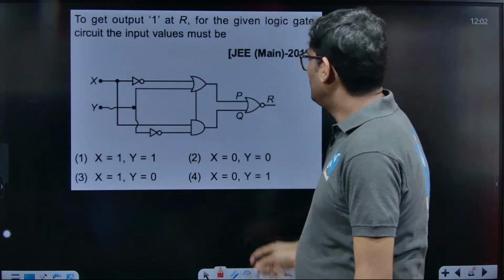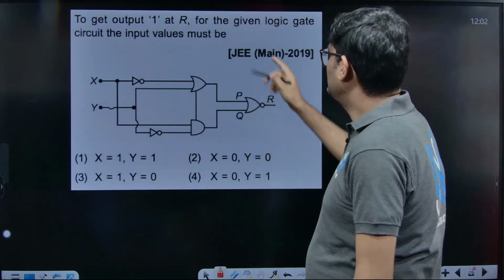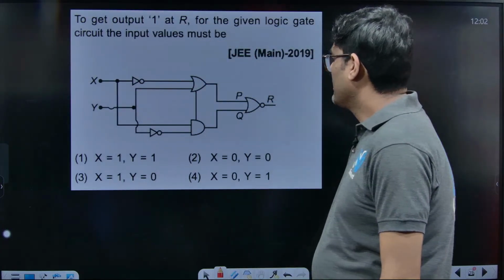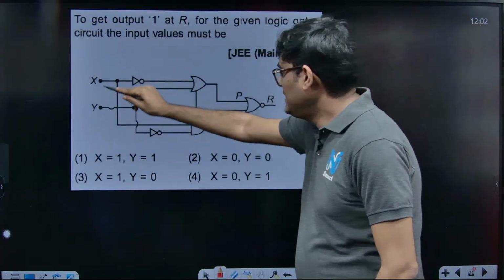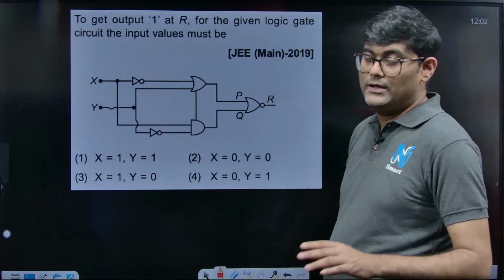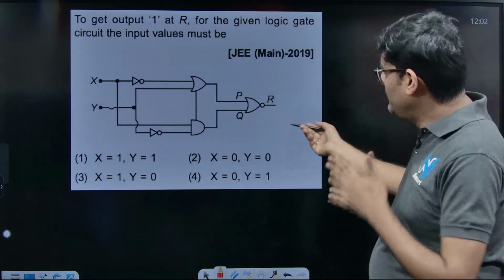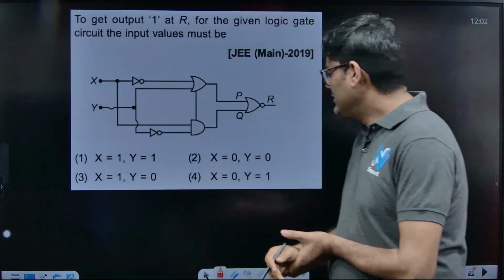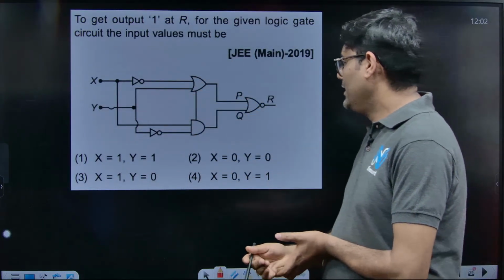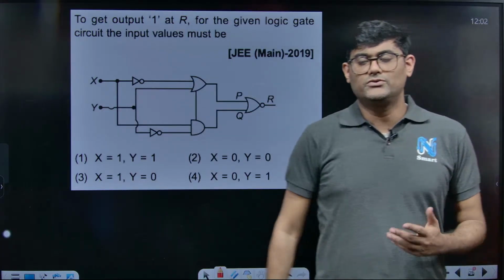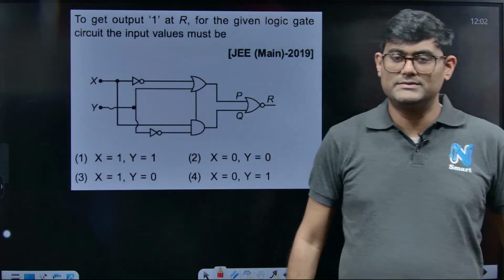To get output 1 at R, which logic gates, which inputs are the valid one? X and Y you have to find such that the value of output is 1. Here the output is given, input you have to choose. Look, there are multiple options given. So again you can go by the options, right? Try it by 2 minutes and then I will give my solution right away.